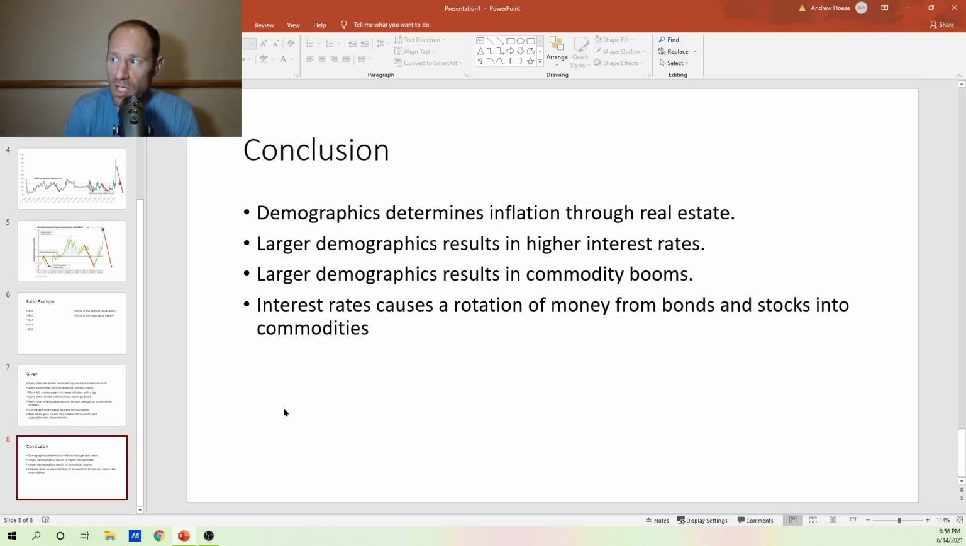Conclusion: demographics determines inflation through real estate. Larger demographics results in higher interest rates. Larger demographics results in commodity booms. Interest rates cause a rotation of money from bonds and stocks into commodities. Because guess what? Interest rates lower the price to earnings ratio of stocks. Therefore, they have to be sold, because if earnings remain roughly the same, the price has to go down in order for the PE ratio to shrink. That's the conclusion right there.